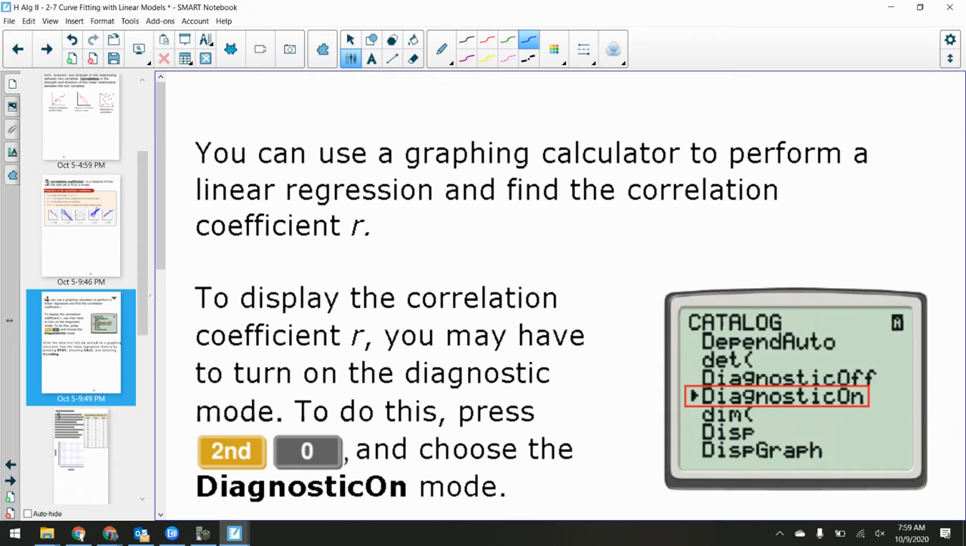That's one of those things, like if you come up to me during a quiz or test and say, I don't know how to turn my R value on, I'll say, give me your calculator, I'll do it for you. I'll just do it real quick, because that's not something I'm going to expect you to know how to do.